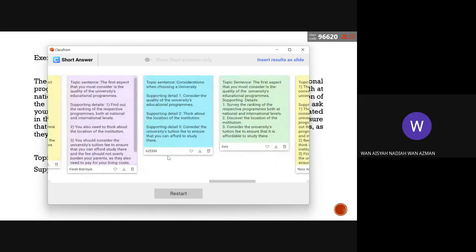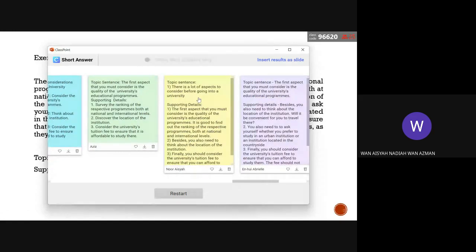Okay, the same goes with Azim. Okay, let's make sure you write down the topic sentence in full sentence. So we don't call topic sentence for nothing. It is a sentence. It must be in complete sentence. So it should be something like there are several things or aspects, okay, that you have to consider when choosing a university.